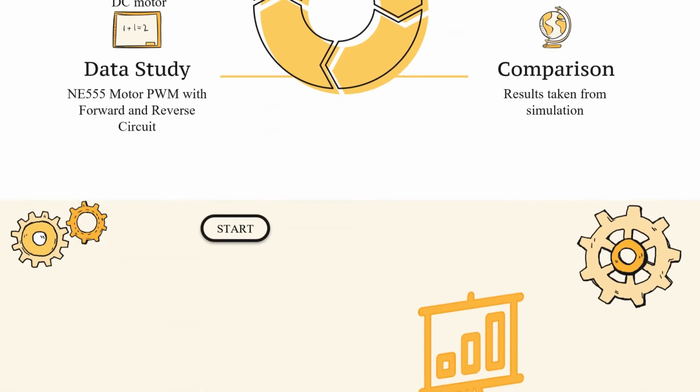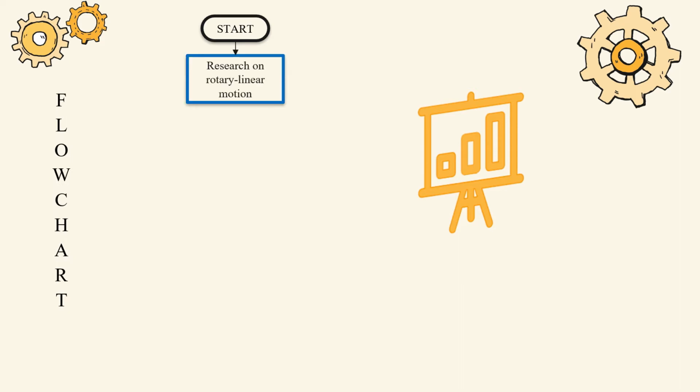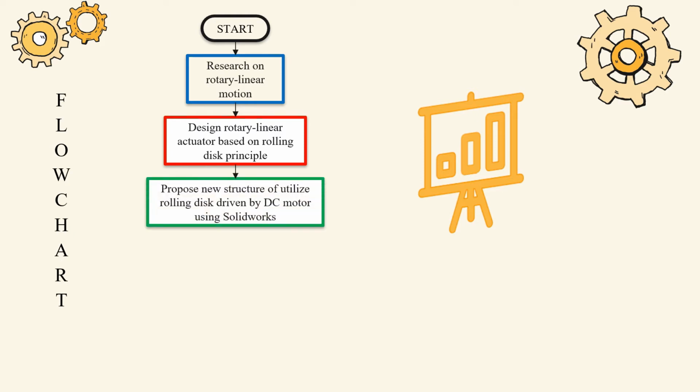Now we will look into the research flowchart. The first process is to do research on rotary linear motion. The next process is to design rotary linear actuator based on rolling disc principle. The third process is to propose new structure of utilized rolling disc driven by DC motor using SolidWorks. The fourth process is to study the suitable motor controller for speed and direction.